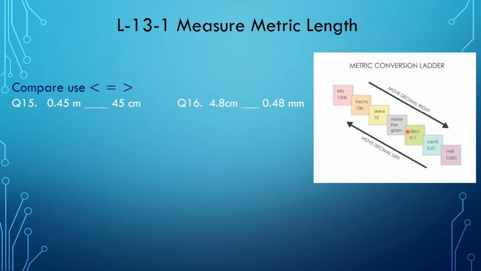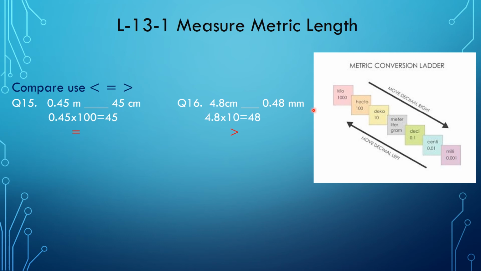You can see meter to centimeter. How many steps down? 1 and 2. That means shift down, that means shift the decimal to the right. How to write? Right side you can move the decimal. 1 and 2. That means what is the value? 45 centimeter. Then what is the answer? Both are equal.